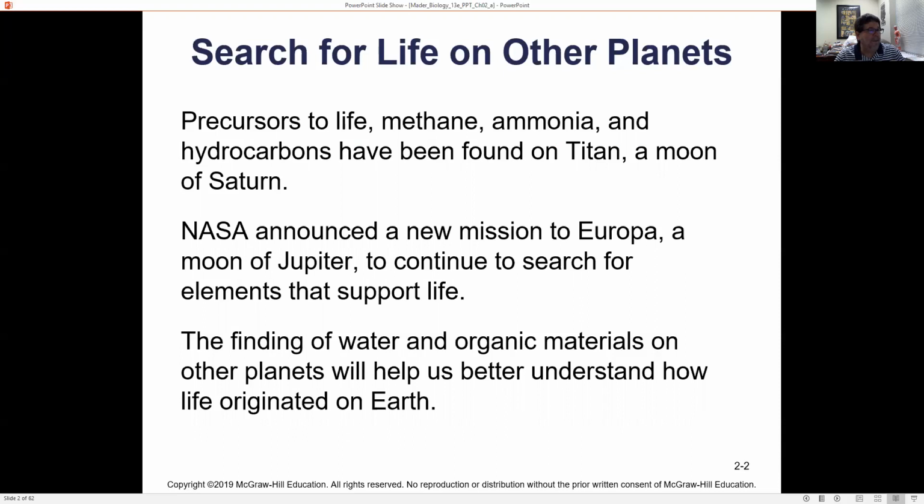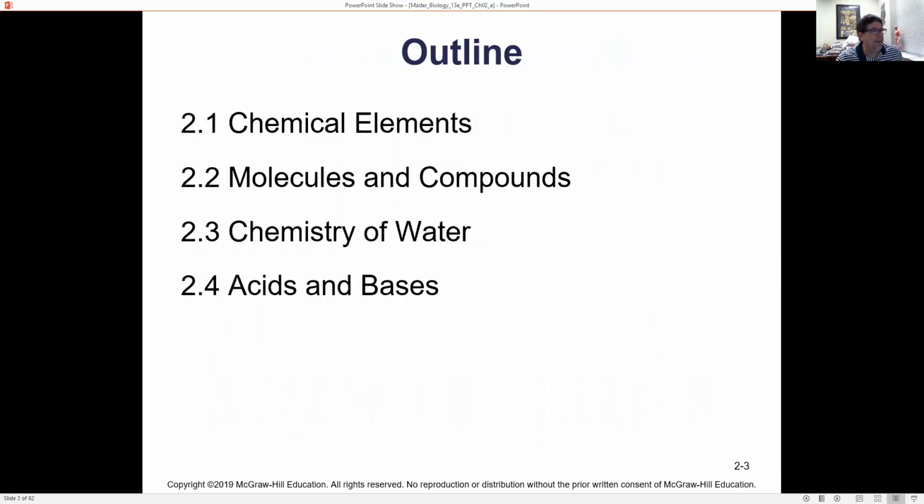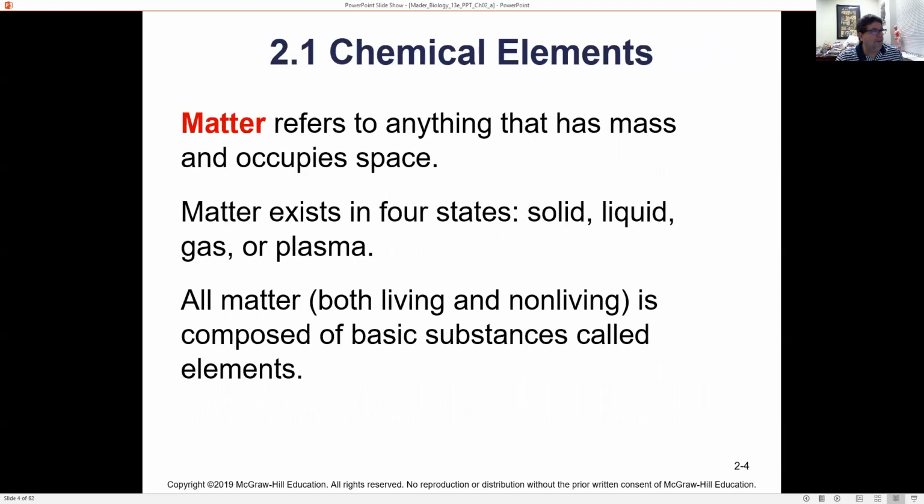And also one of the moons of Saturn, Titan, has been found to have methane, ammonia, and hydrocarbons, the building blocks of life, as we will talk through this. So anyway, I'm very excited about that and about the possibilities of that. Here's an overview of the chapter very quickly: chemical elements, molecules and compounds, chemistry of water, and acid base. We're just going to go through it kind of quick.